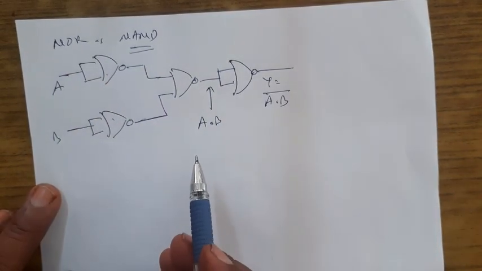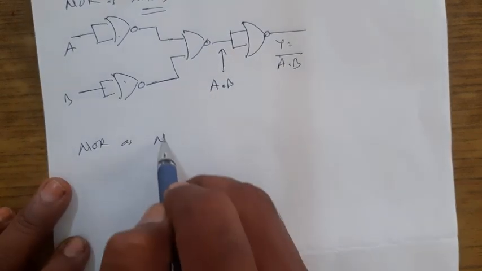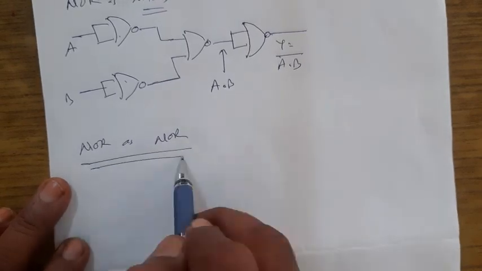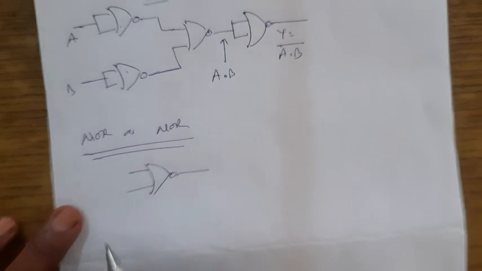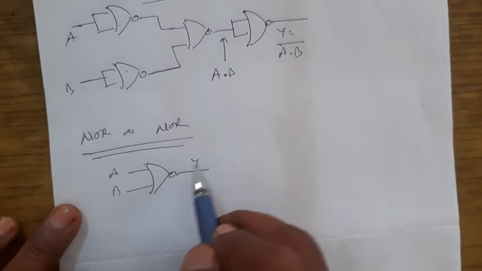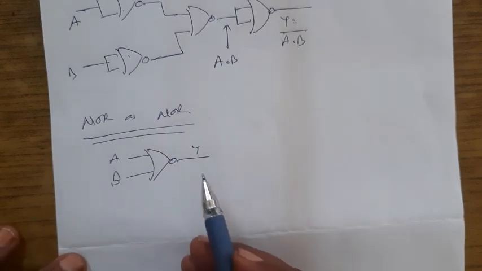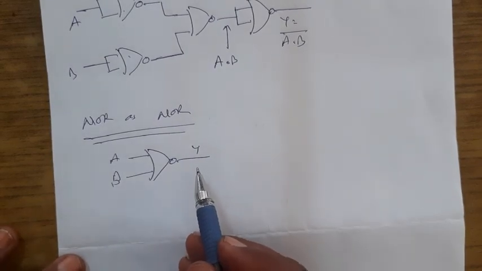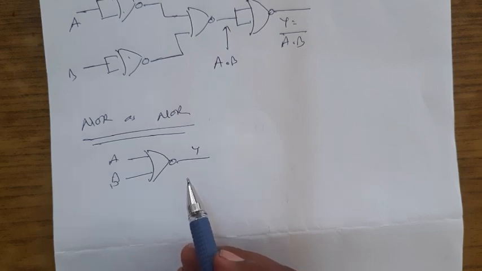Therefore this circuit will behave as NAND gate, where I am using 1, 2, 3 and 4 NOR gates. Therefore this is NOR as a NAND, and last one NOR as NOR. Actually there is no need to implement it, because the NOR gate itself behaves as NOR gate. There is no further construction or additional circuitry in this case. Therefore in this video we have gone through how the NAND gate behaves as a basic building block, and how the NOR gate behaves as a basic building block.